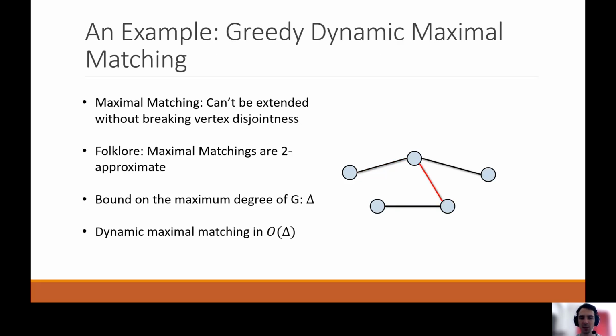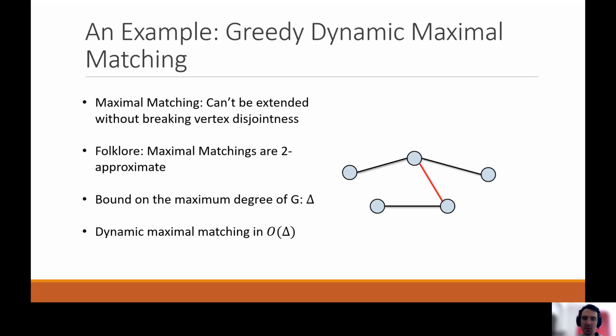And just to give an intuition how fast the results can be achieved, we will show how you can do something which has update time proportional to the maximum degree instead of the number of edges, which is a huge gap in sparse graphs, or any graph actually. So we will show how to maintain a maximal matching in order delta time, where delta is an upper bound on the maximum degree of the graph at all times.